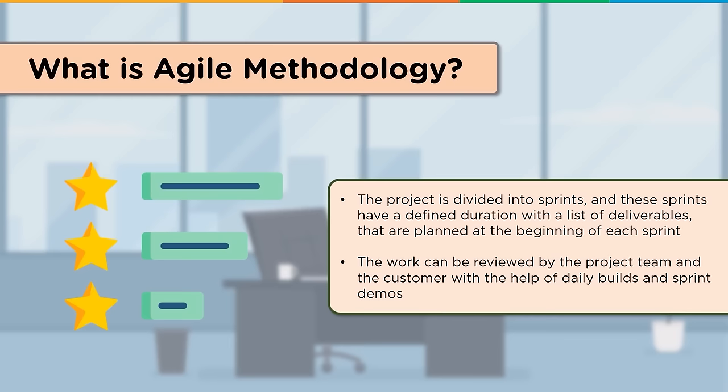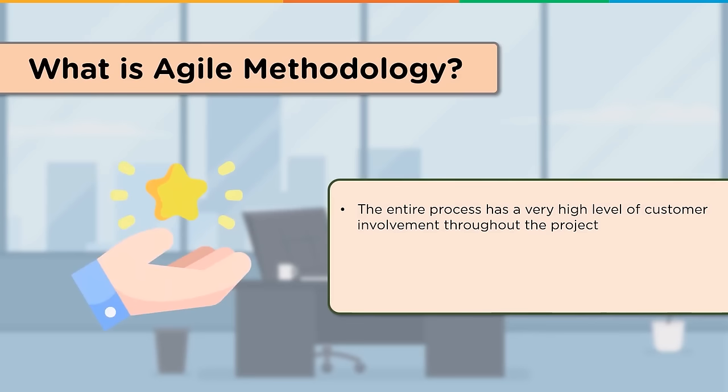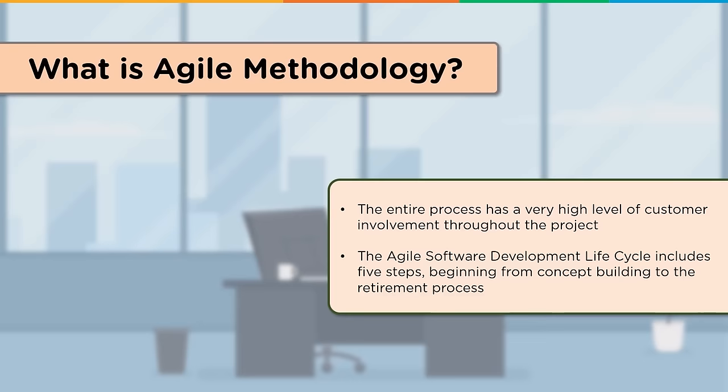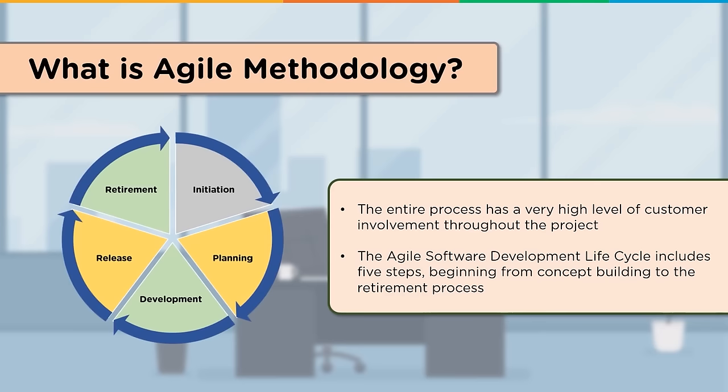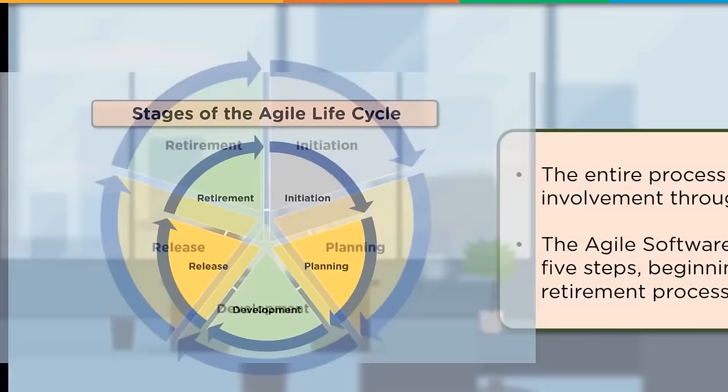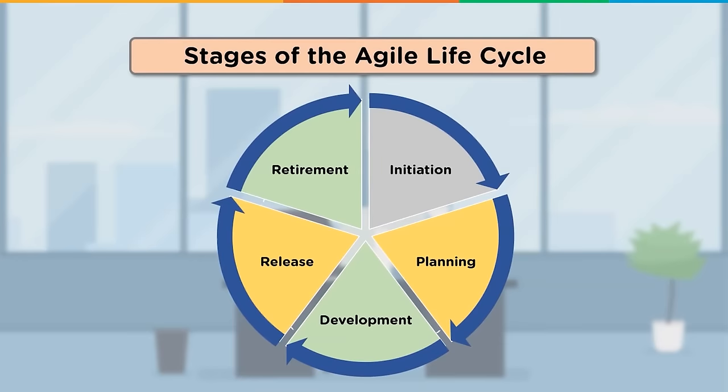One of the major focuses of the Agile methodology is on the customer. So the process involves the customer throughout the project. As the requirements cannot be gathered completely in the beginning of the project due to various factors, continuous customer interaction is very important to get proper product requirements. Then there are several phases involved in the Agile software development lifecycle, beginning with the building of concepts and going up to the retirement process. The lifecycle consists of 5 different phases. Let's have a look at all these phases in detail.